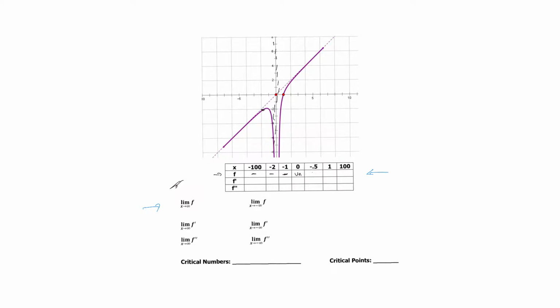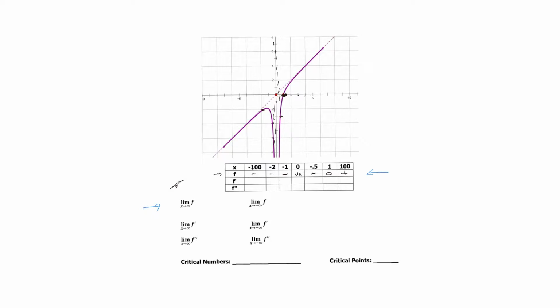At negative 0.5, which is over here, I believe, 1, 2, 3, 4, 5. Nope, it's right over here. That means it's somewhere right over here in the negatives. At 1, it's going to be 0, right over here where this black dot is. 100 is going to be positive. So you're just figuring out the y values, or the signs of the y values.